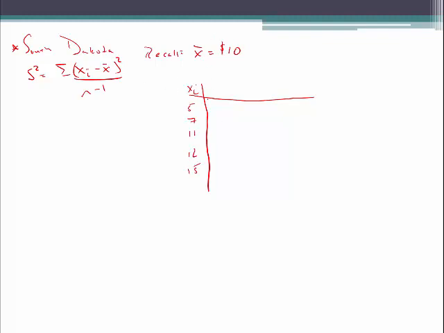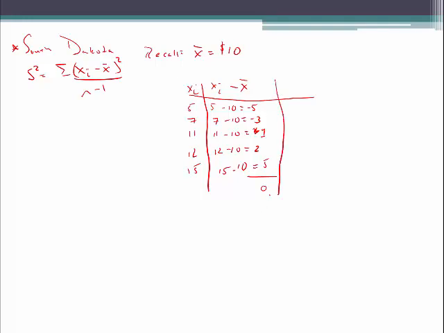Well, look at the formula. The first thing we do is x sub i minus x bar. So this would be 5 minus 10 gets me minus 5. 7 minus 10 gets me minus 3. 11 minus 10 gets me positive 1. 12 minus 10 gets me 2. And 15 minus 10 gets me 5. And look, this is why we square. If you were to take minus 5 plus minus 3 plus 1 plus 2 plus 5, you would get 0.